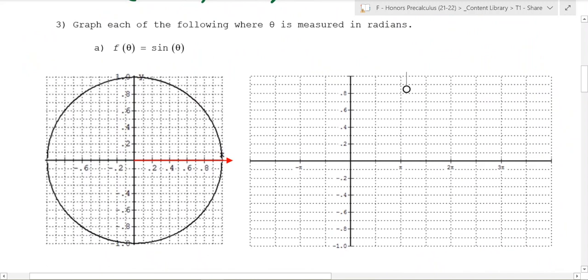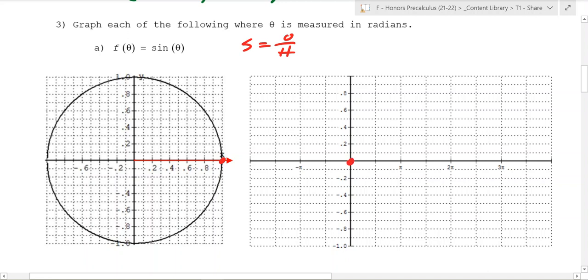Well, sine is opposite over hypotenuse. So when you hear the opposite side is 0 and the hypotenuse is 1, it's just going to be on the x-axis. So at time 0, you're right there.